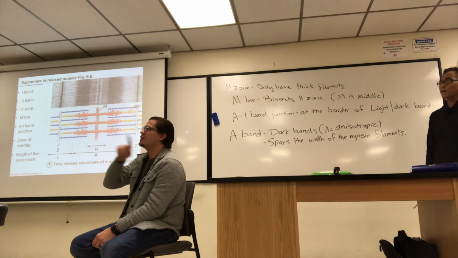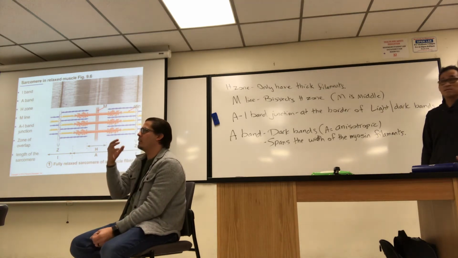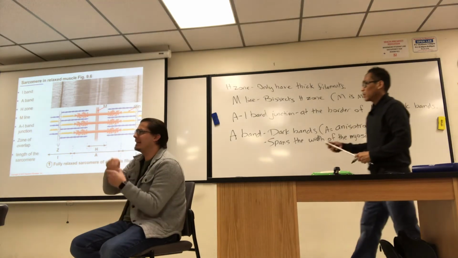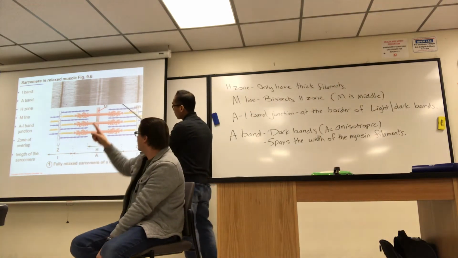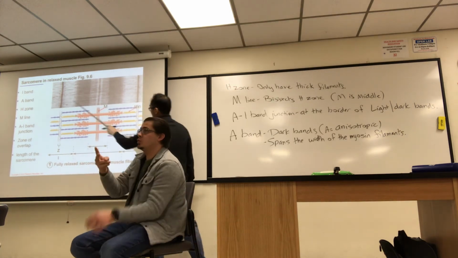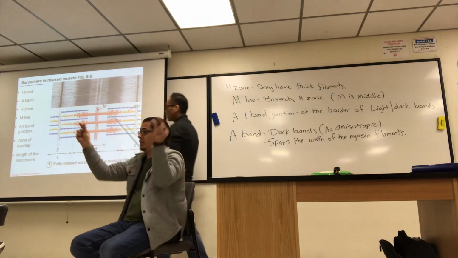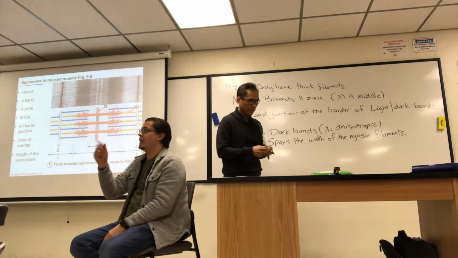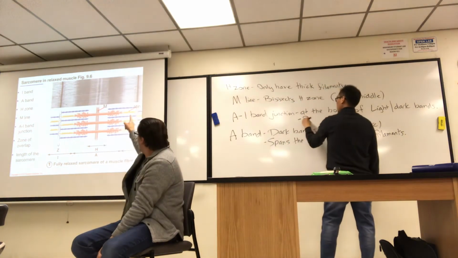So in a sarcomere, how many I-band junctions do you got? 2? Yeah, 2 is right. So you got one there, and then one there. They're both within the Z disc, which is the sarcomere length. So you got 2 I-band junctions in the sarcomere.